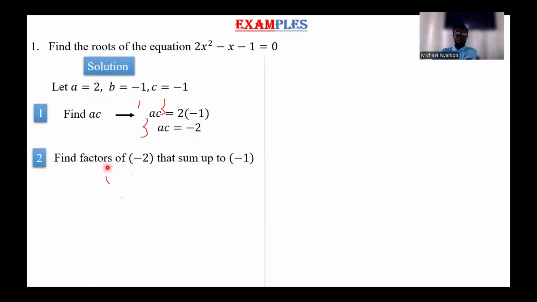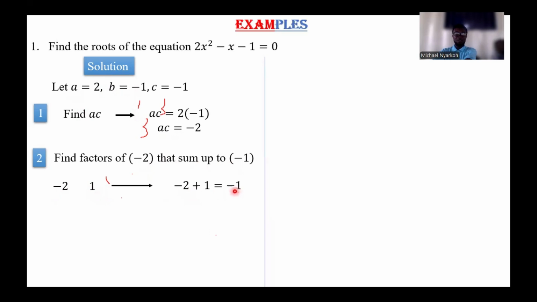So we multiply them. That is 2 times negative 1 and gives us negative 2 as AC. After that, we find factors of negative 2 that will sum up to negative 1. That is finding the factors of AC that will sum up to B. And our B is negative 1. And then those numbers are going to be negative 2 and then 1. Now, when we sum negative 2 and 1, it gives us negative 1.